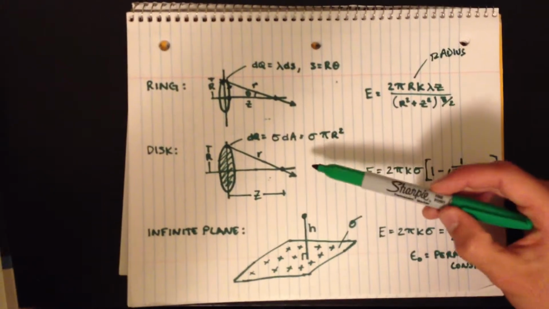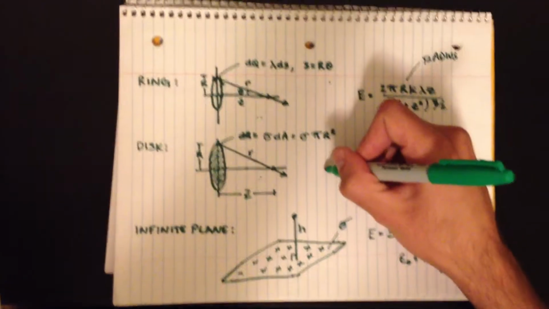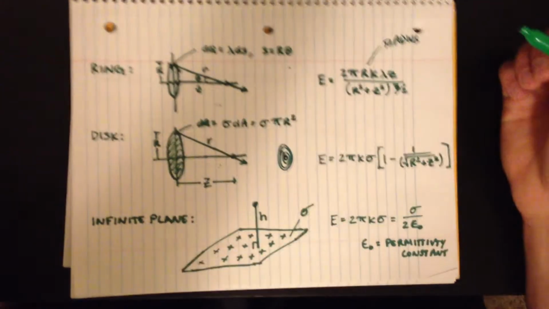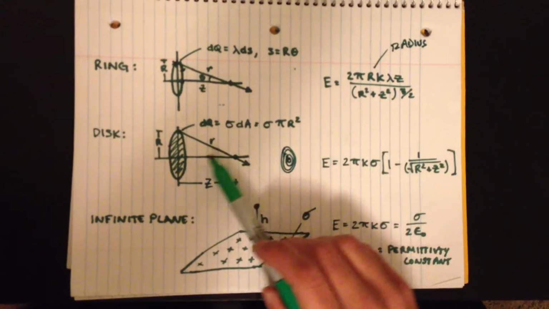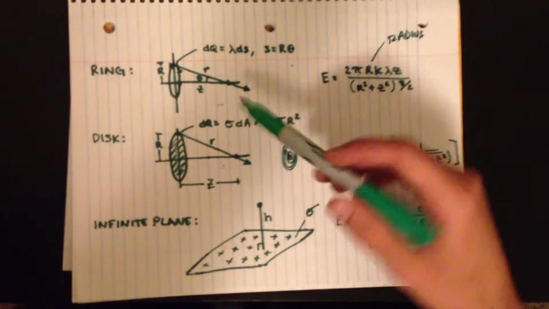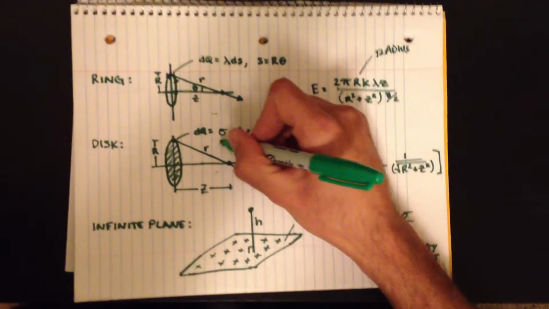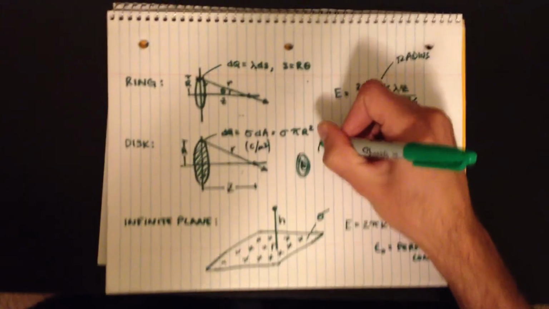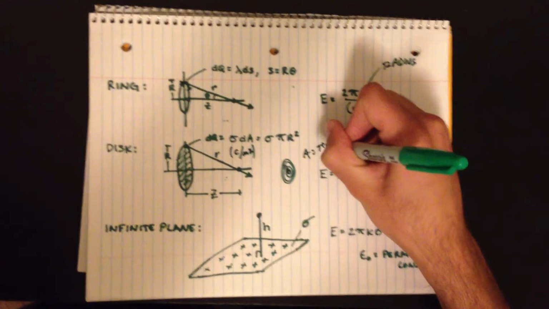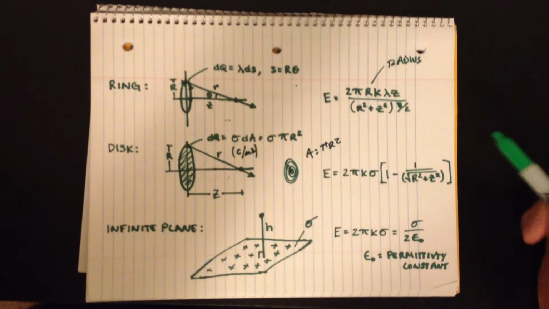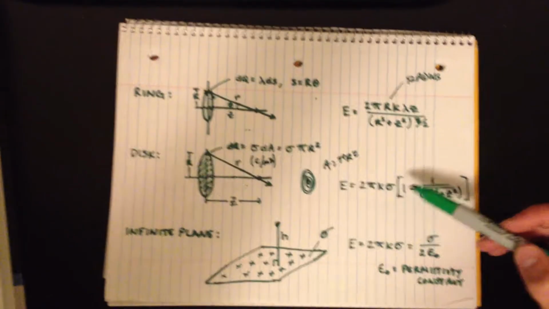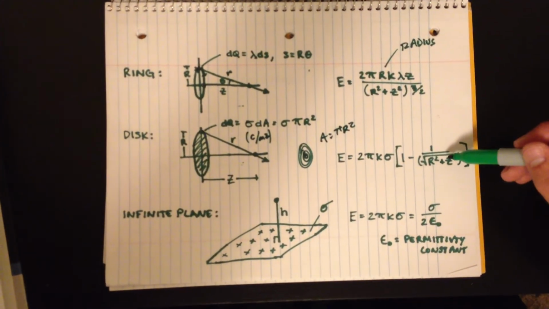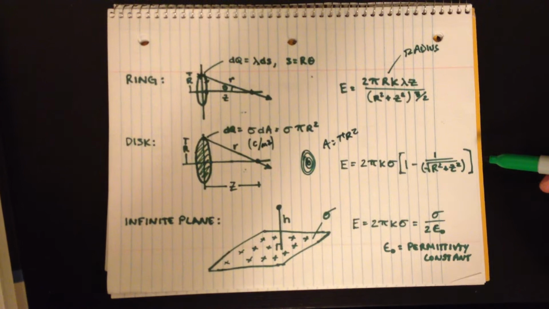The next case we have is a disk, which can be thought of as an infinite number of rings over top of each other. The only difference in this one is going to be your charge density is going to be sigma instead of lambda, and that's going to be coulombs per meter squared, because your area of your circle is pi r squared. This time the equation is going to be 2 pi k sigma times the quantity 1 minus 1 over root r squared plus z squared.